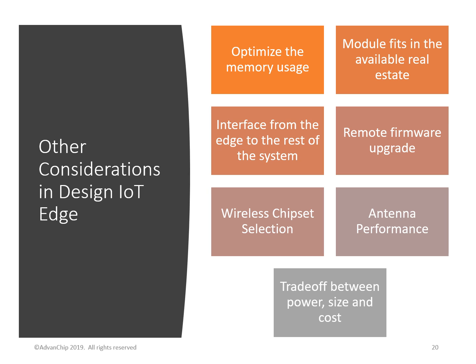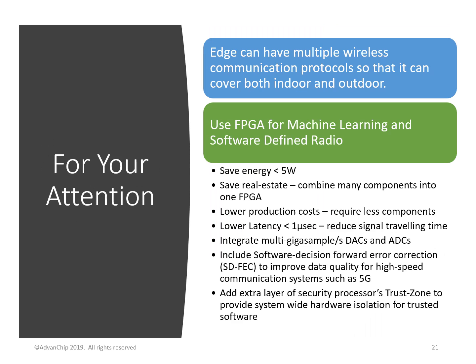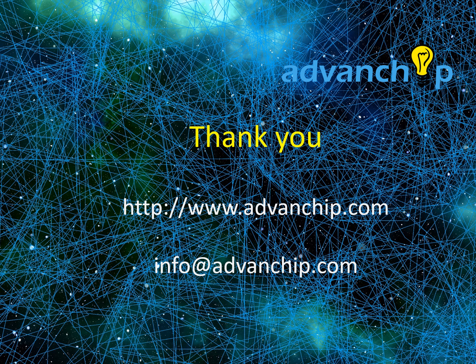Other considerations in designing IoT edge. The most important thing to consider is the application usage and the trade-off between power, size, and cost. In summary, to design an IoT edge, build in multiple wireless communication protocols to cover both indoor and outdoor communication. Use FPGA for the AI machine learning process. The benefits include an extra layer of security and improved data quality for high-speed communication systems.